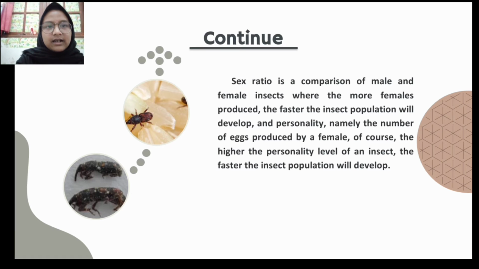Next is sex ratio. Sex ratio is a comparison of male and female insects where the more females produce, the faster the insect population will develop. And fecundity, namely the number of eggs produced by a female. The higher the fecundity level of an insect, the faster the insect population will develop.